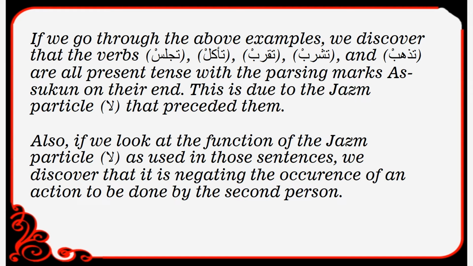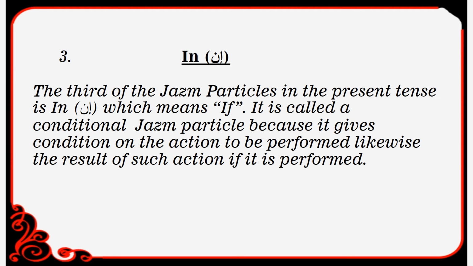Also, if we look at the function of the jazm particle la as used in those sentences, we discover that it is negating the occurrence of an action to be done by the second person. The third of the jazm particles in the present tense is in, which means if. It is called a conditional jazm particle because it gives the condition on the action to be performed, likewise the result of such action if it is performed.